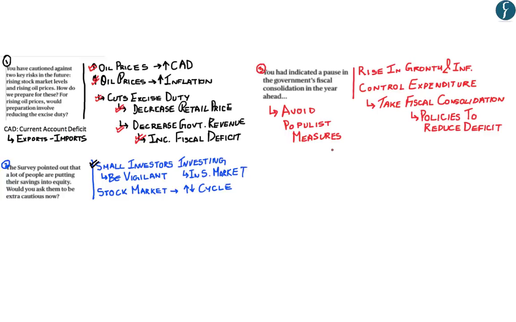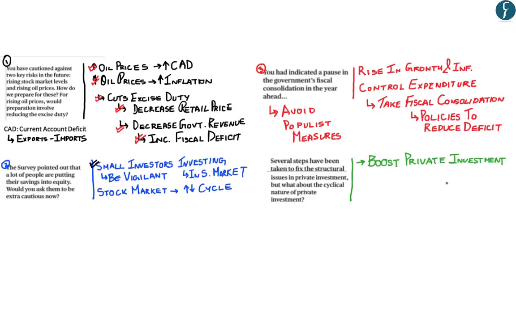Now, the fourth and the last topic that this article talks about. The government of India has taken several steps to fix the structural issues in private investment. And the question asks about the nature of private investment. The chief economic advisor has suggested that it is necessary to boost private investment in the economy. For this, he has suggested a supply side measure. By supply side measure, it means the proper utilization of the existing capacity.